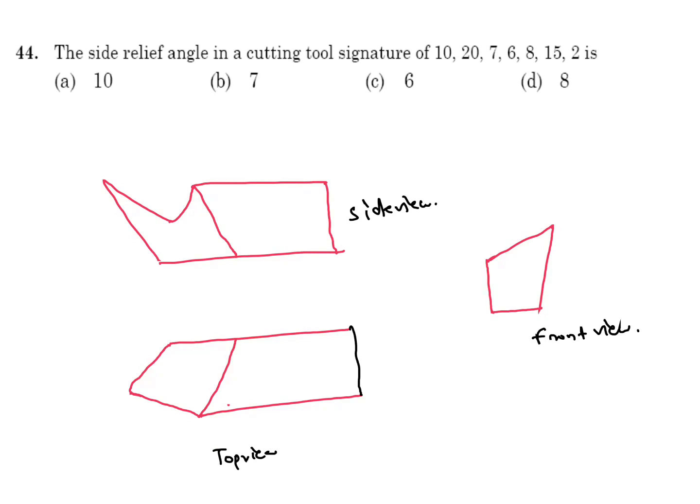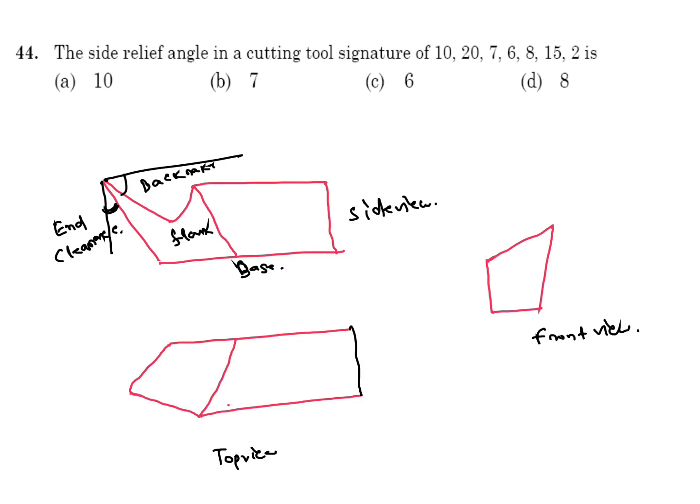From the side view you will get the flank and base. This angle is the back rake angle and this angle is the end clearance angle. This is the back rake angle, this is the end clearance angle.